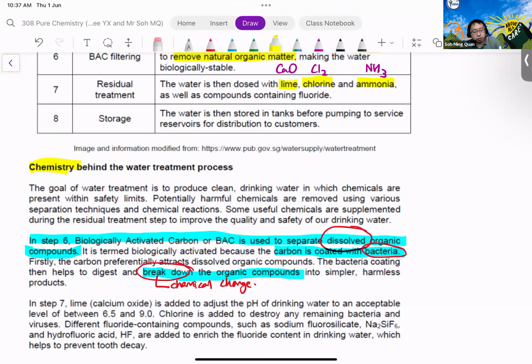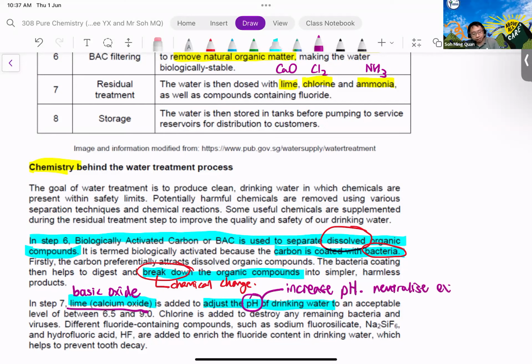Okay? Now, finally, you also need to take note of other chemicals, like calcium oxide is added to adjust the pH. Why? pH is about whether it's acidic or basic. So now you got to think, calcium oxide is basic. Basic means it's a metal oxide. Basic means it increases the pH. Right? Another way of putting it, neutralize the excess acids. And this is the answer to another one of those questions later.